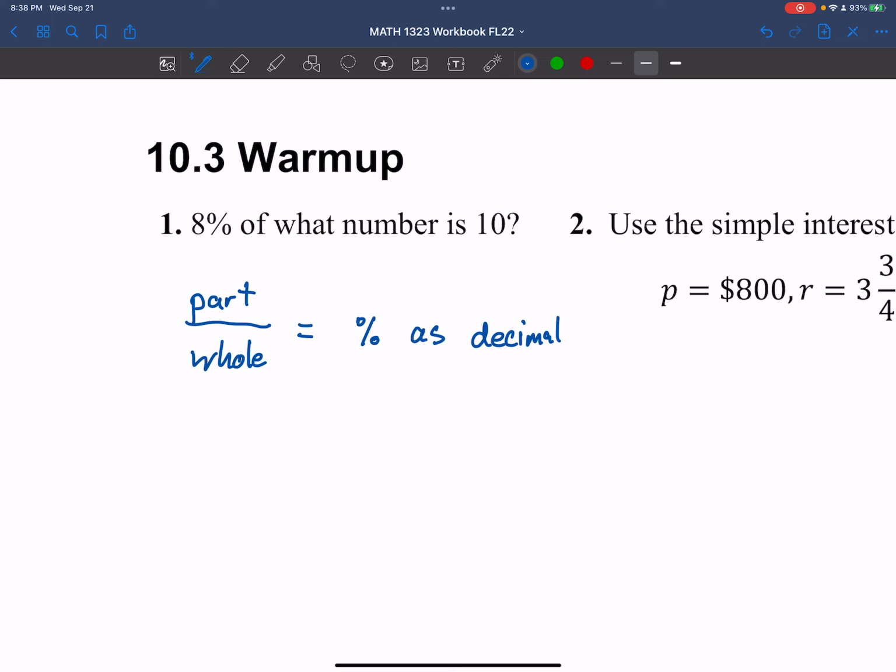If we recall that this "of" is a good indicator of the whole, and then 10 is going to be the part. So to set this equation up, we have 10 out of the whole, which we'll just label as our unknown, so we'll call it x, is equal to 8%. But of course, remember 8%, we need to convert that to a decimal, which is 0.08.